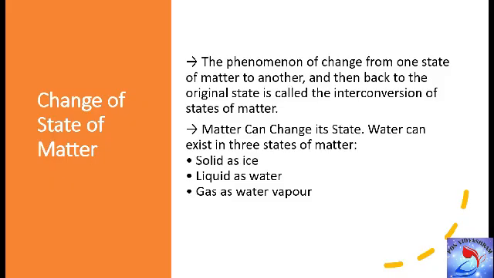We can say pressure and temperature are the two criteria which will determine the states of a substance. We all know from our observation that water can exist in three states of matter: solid as ice, liquid as the familiar water, and gas as water vapor. The phenomenon of change from one state of matter to another and then back to the original state is called the interconversion of states of matter.